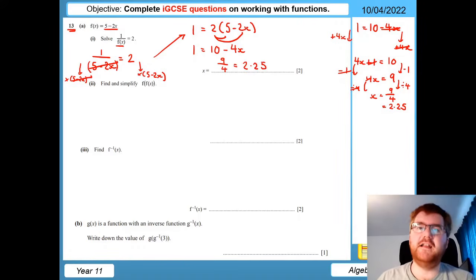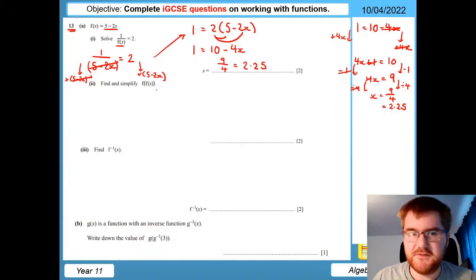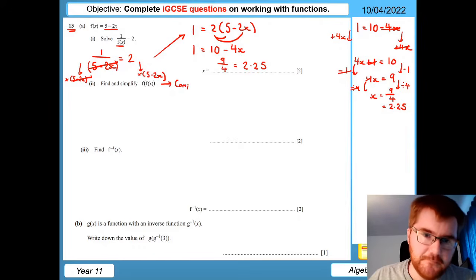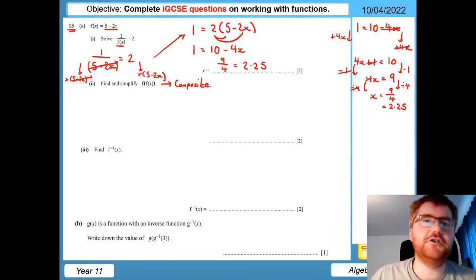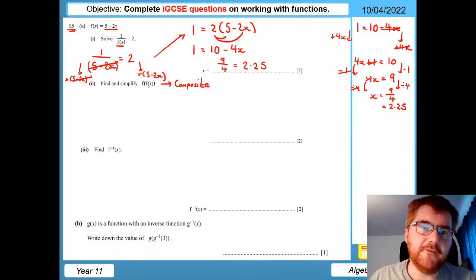Both are fine. Right, and let's look at part 2, where we need to find and simplify, and this is fun to say, f of f of x. So we want to work out f of f of x. Now this is what we call a composite function. And you're going to see a lot of these kinds of questions in the questions we're going to do today. So the way we do this is as follows.